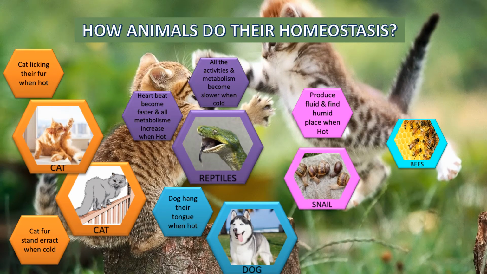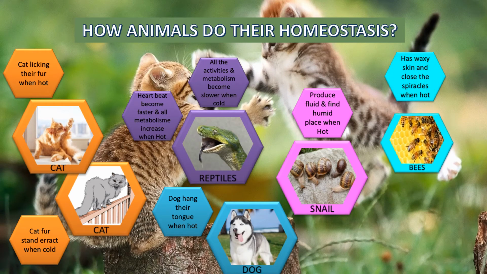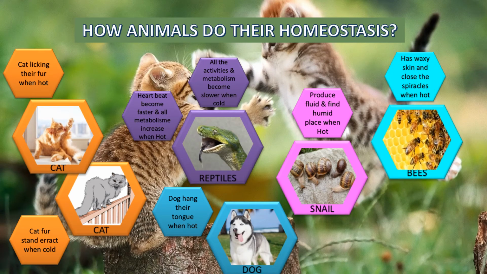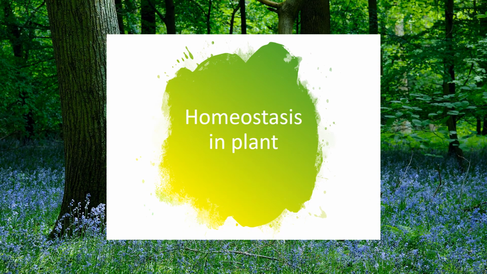Snails produce fluid and find a humid place when hot. And bees have waxy skin and close the spiracles when hot. Okay, you can find more information on homeostasis in animals from your textbook page 79. Now let's see homeostasis in plants.